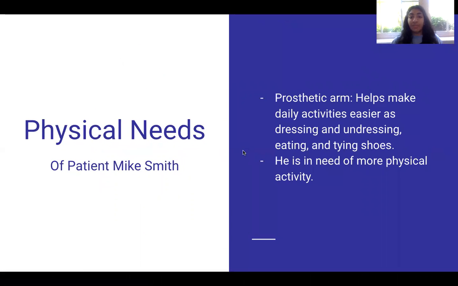So, physical needs of patient Mike Smith. First, he'll be needing a prosthetic arm. The prosthetic arm will help make his daily activities easier, so he can better undress, dress, eat, and learn to tie his shoes. He is also in need of some more physical activities to get back in shape and learn how to use his arm and have better control.